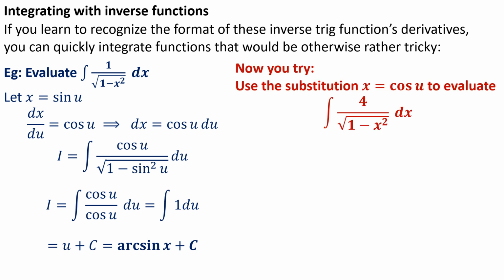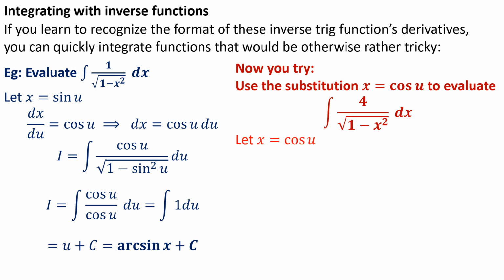Now, I'd like you to try this one, but I would like you specifically to have a go at using a different substitution. There's no particularly special reason why sine should work but cos shouldn't. So even though you can see that this integral is just 4 times the previous one, I want you to try it with a different substitution and see what happens when you apply x equals cos u. Pause, give it a try, and then come back.